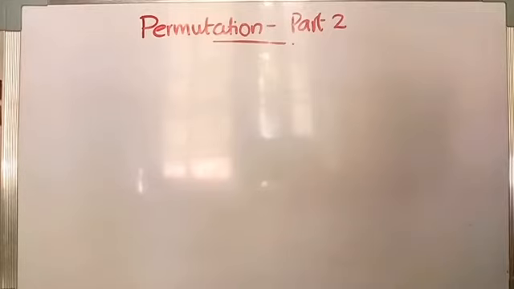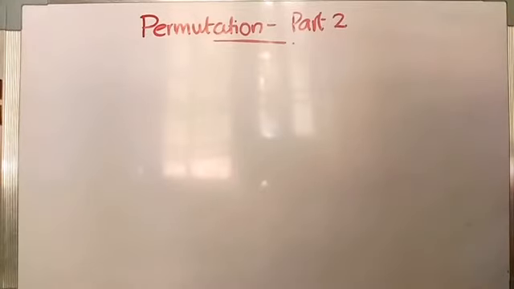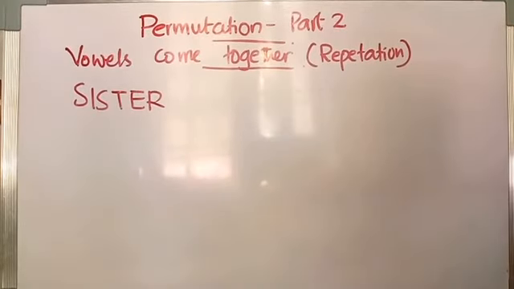Good morning, everyone. Let's continue permutation part 2. Vowels come together with repetition. In the last class, we discussed vowels come together without repeating the alphabets.